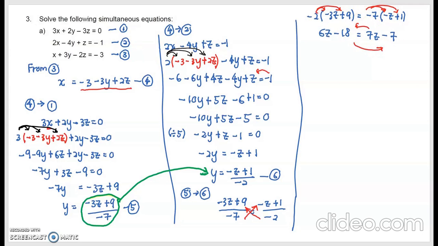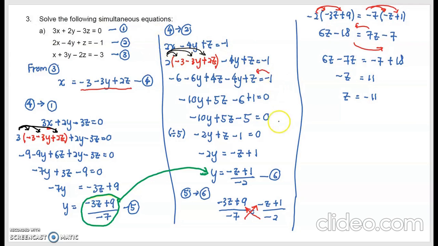Here we should have 6z minus 7z is equal to negative 7 plus 18. So negative z is equal to 11, so z is equal to negative 11. So here is our first value, the value for z.